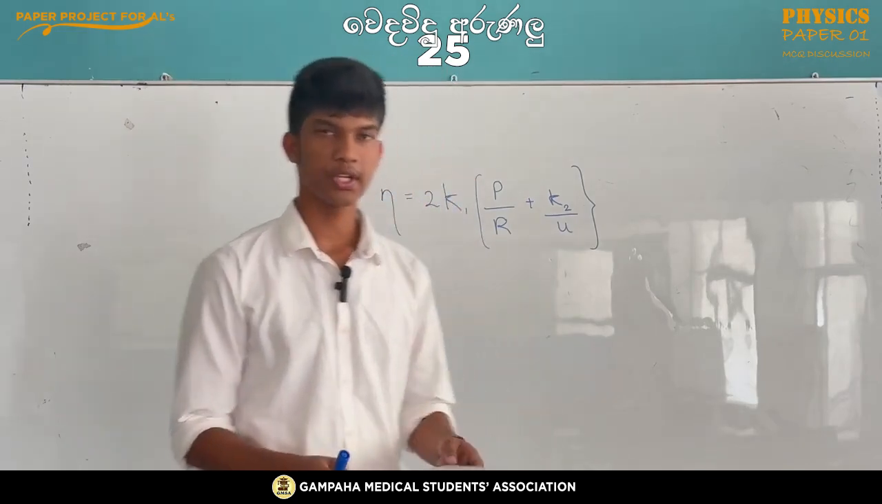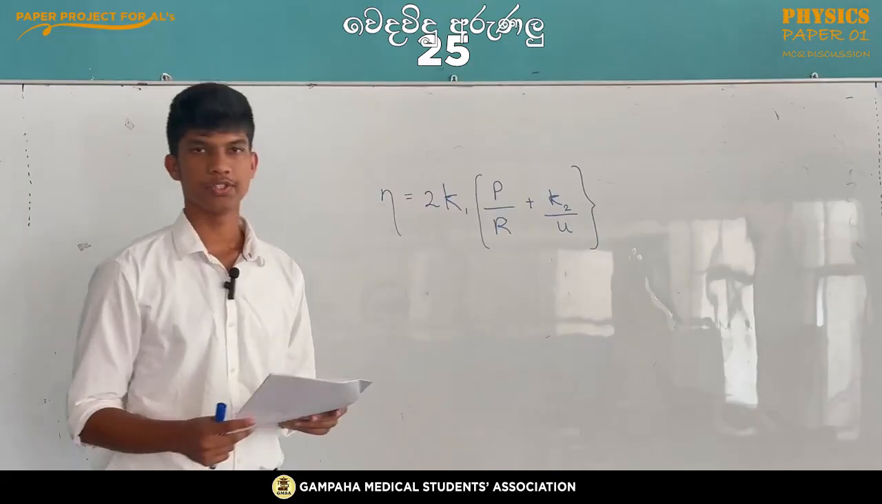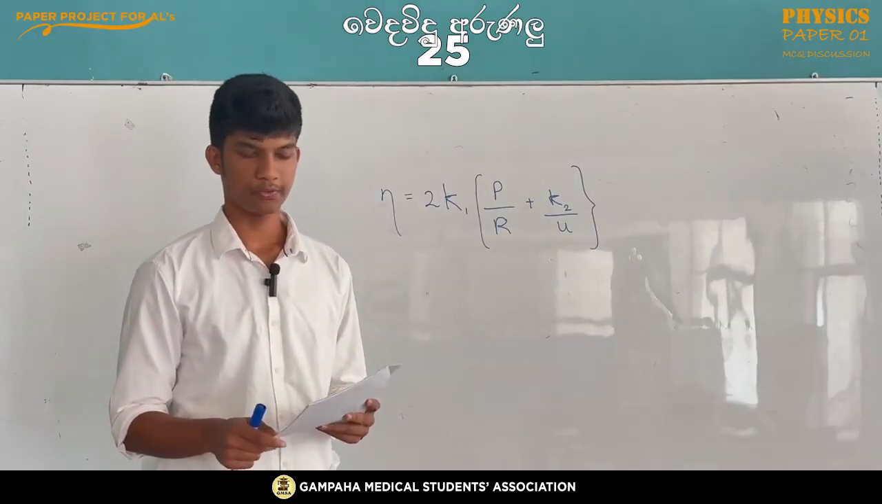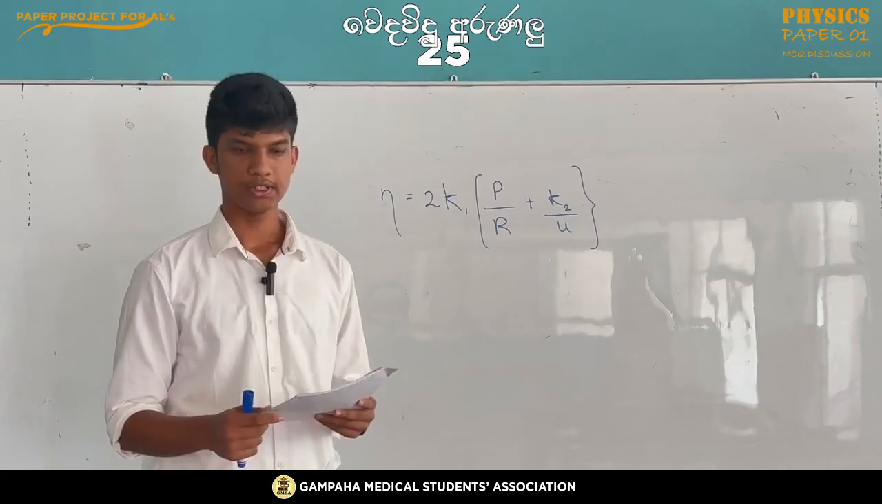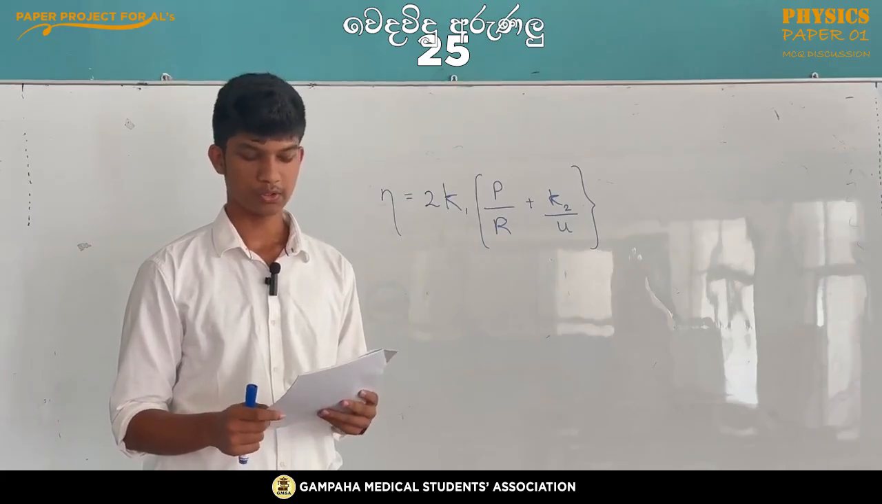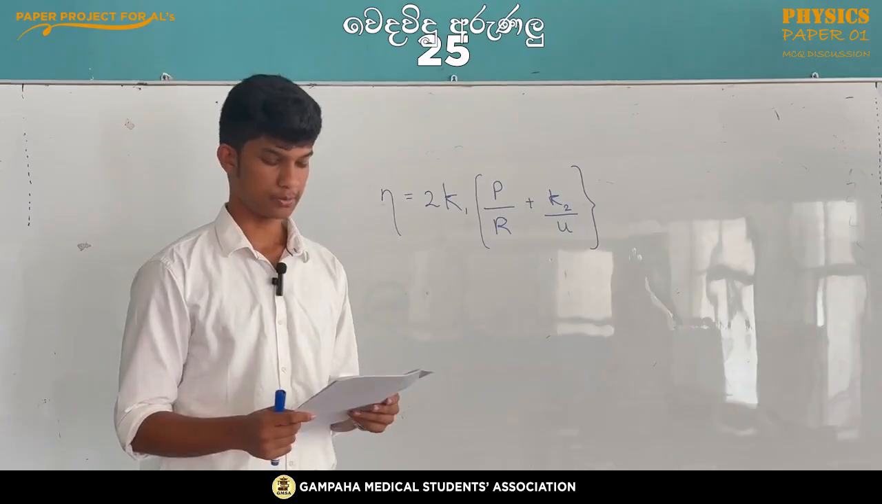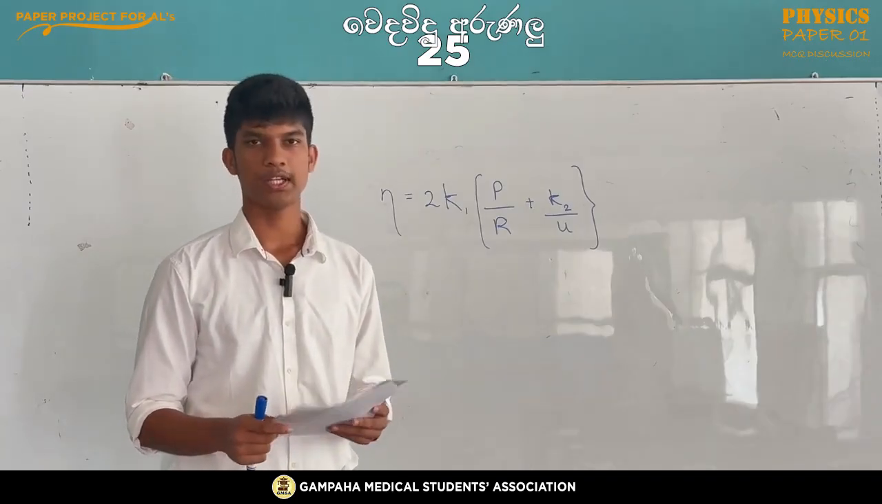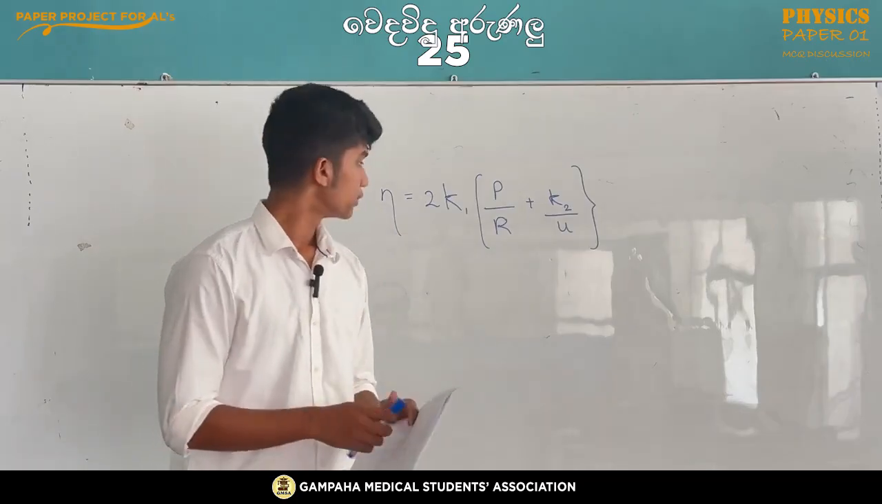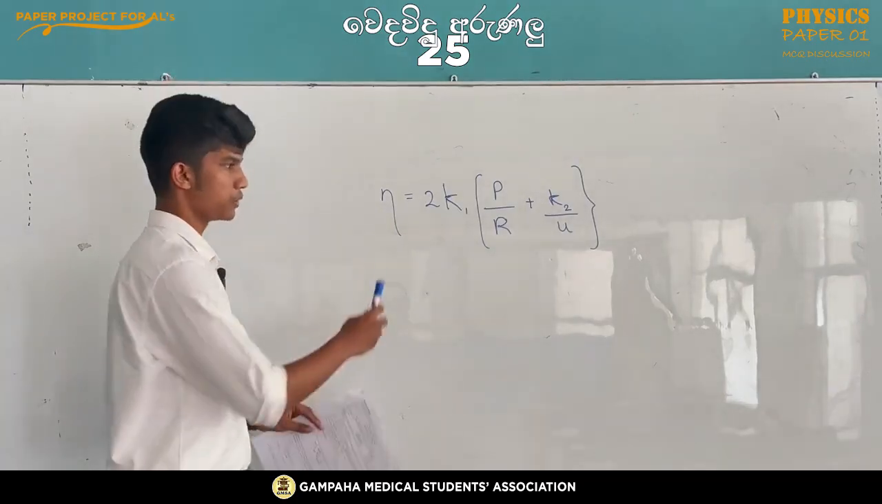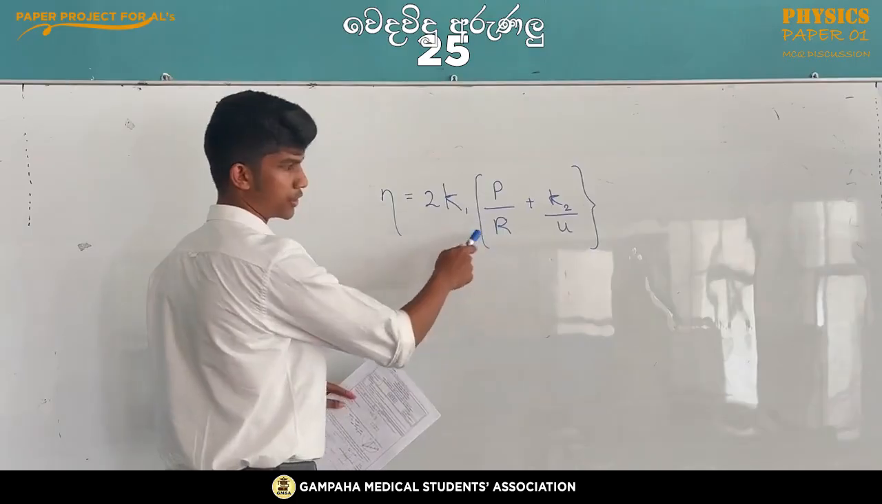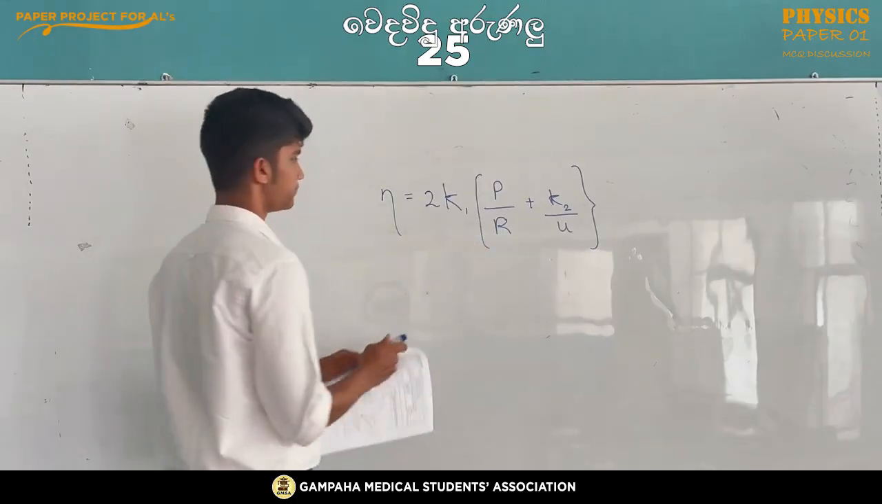In the first question, they have given you this equation, and the question is, if eta equals coefficient of viscosity, r equals radius, p equals pressure, u equals initial velocity in the given expression, the dimensions of k1 and k2 are. So first what you can do is, you can multiply 2k1 with the physical quantities they have given inside the brackets.